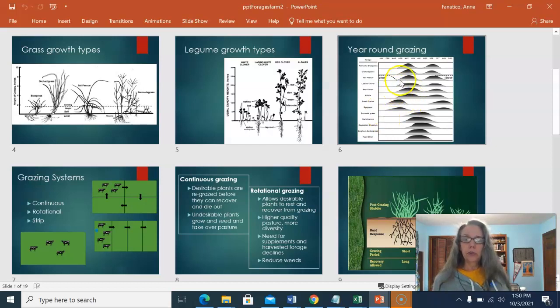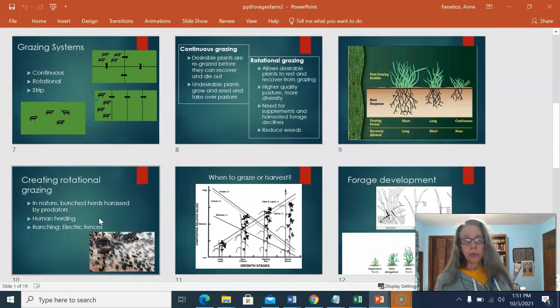So this is how we do year-round grazing in the high country, that we know that the cool season grasses do well in the spring and the fall, and that some of these warm season grasses are needed during the summer slump. So we'll have good production in the summer.